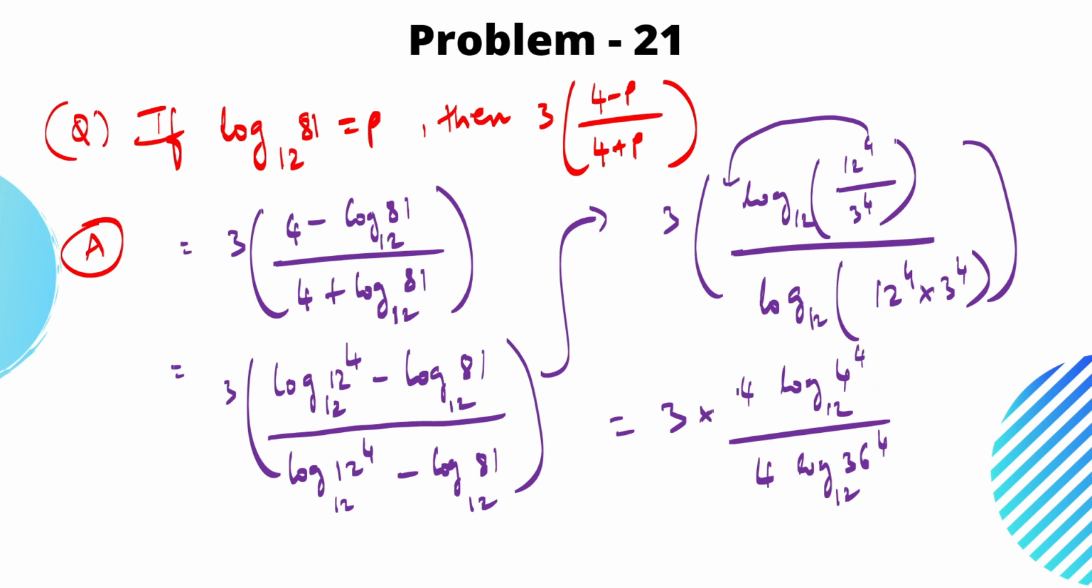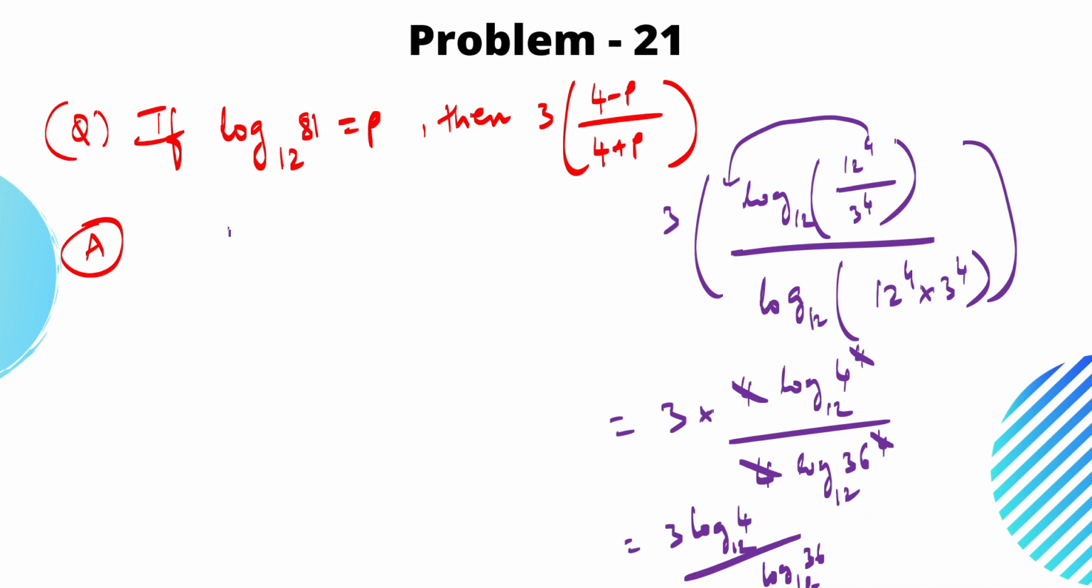So this 4 and this 4 get cancelled, this 4 and this 4 get cancelled. Now we are left with 3 into log 4 to the base 12 by log 36 to the base 12. So this will be equal to 3 by 2. So this is 3 log 4 to the base 12 by log 36 to the base 12.